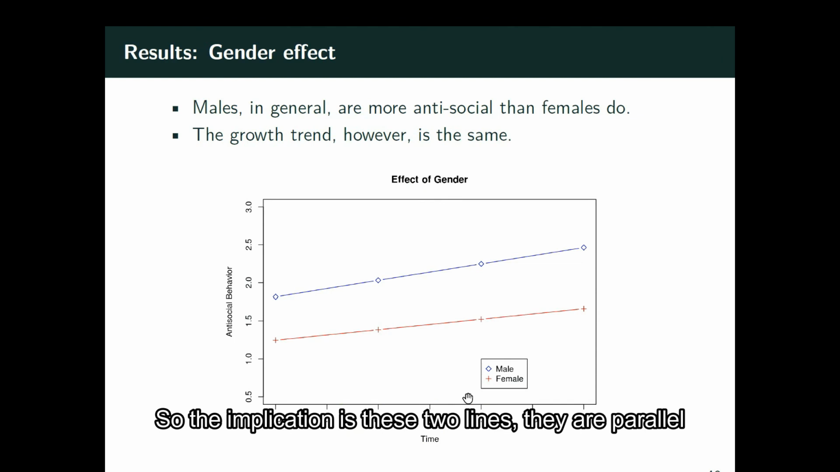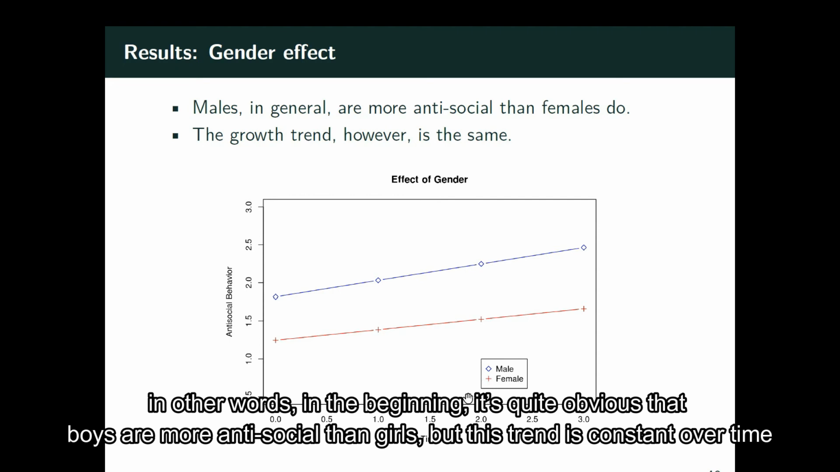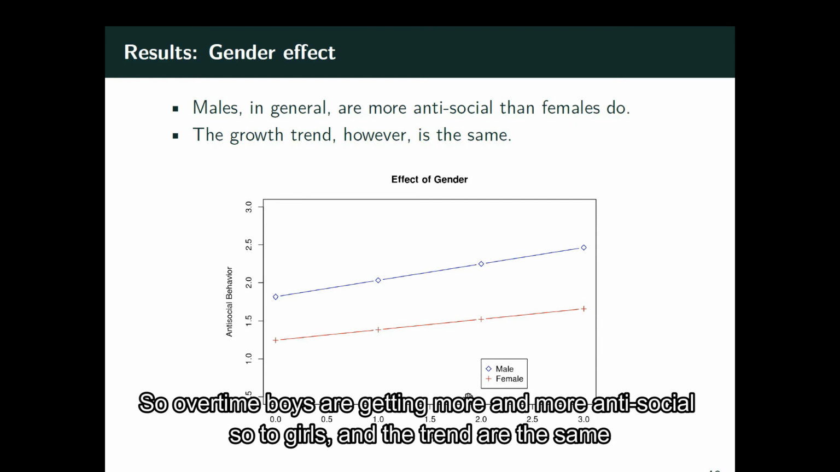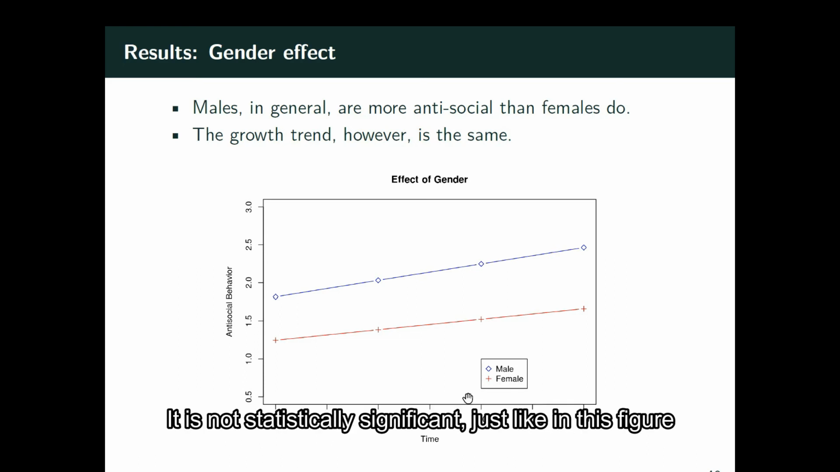So the implication is these two lines, they are parallel. In other words, in the beginning, it's quite obvious that boys are more antisocial than girls, but this trend is constant over time. So over time, boys are getting more and more antisocial, and so do girls, and the trends are the same. It is not statistically significant, just like in these figures.